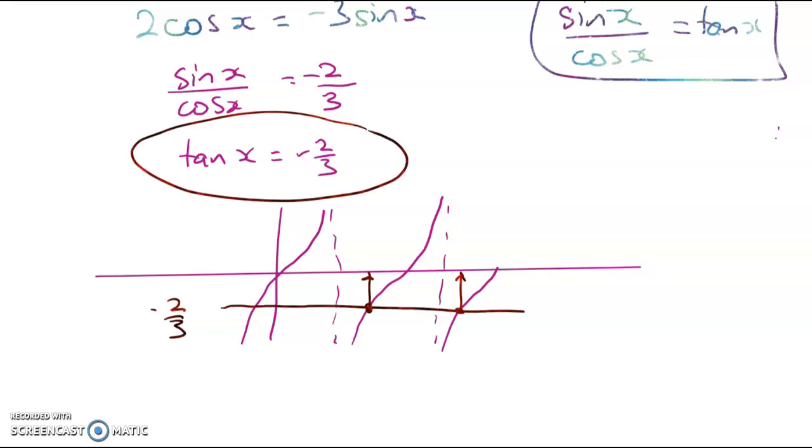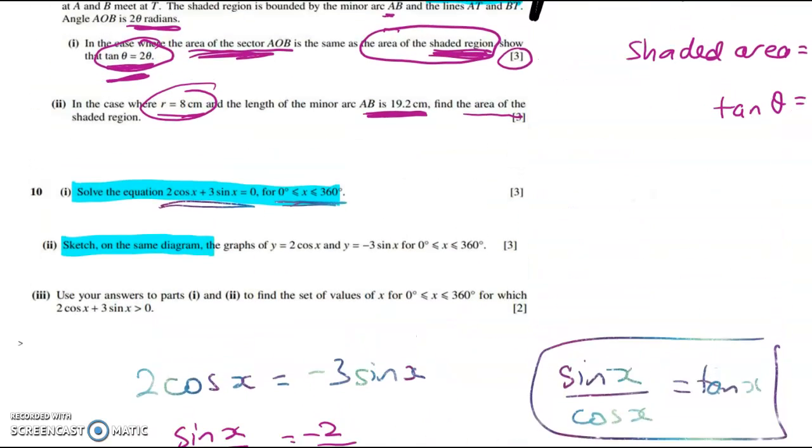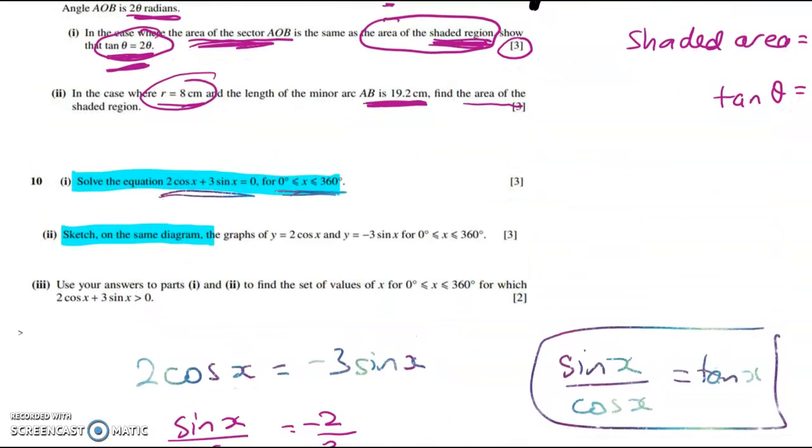Chucking this into your calculator will give you straight away that the first value of x is 146.3 degrees, and the second value of x is really easy for a tan graph. We're just going to add on one period, which is 180, and we get x is equal to 326.3 degrees. Right, so that was the sort of straightforward 3 marks of the question.